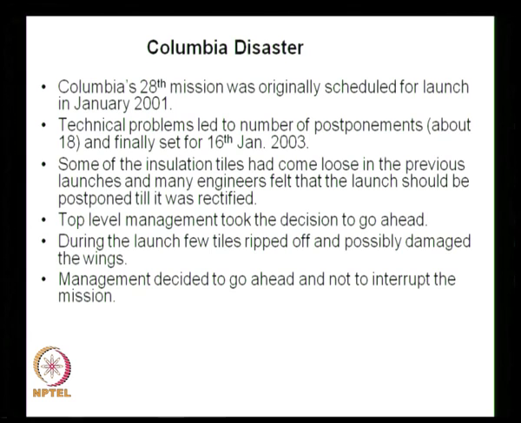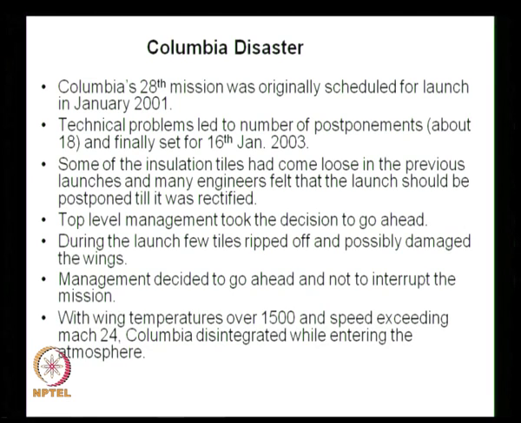So, they realized that there was a problem, some tiles had come out and hit the wings. They conducted many trials and simulation studies on the ground, and tried to find out what the impact of losing these tiles would be, and they took a decision based on the analysis. They took a decision to continue with the mission, saying that it may not affect the performance of the vehicle.